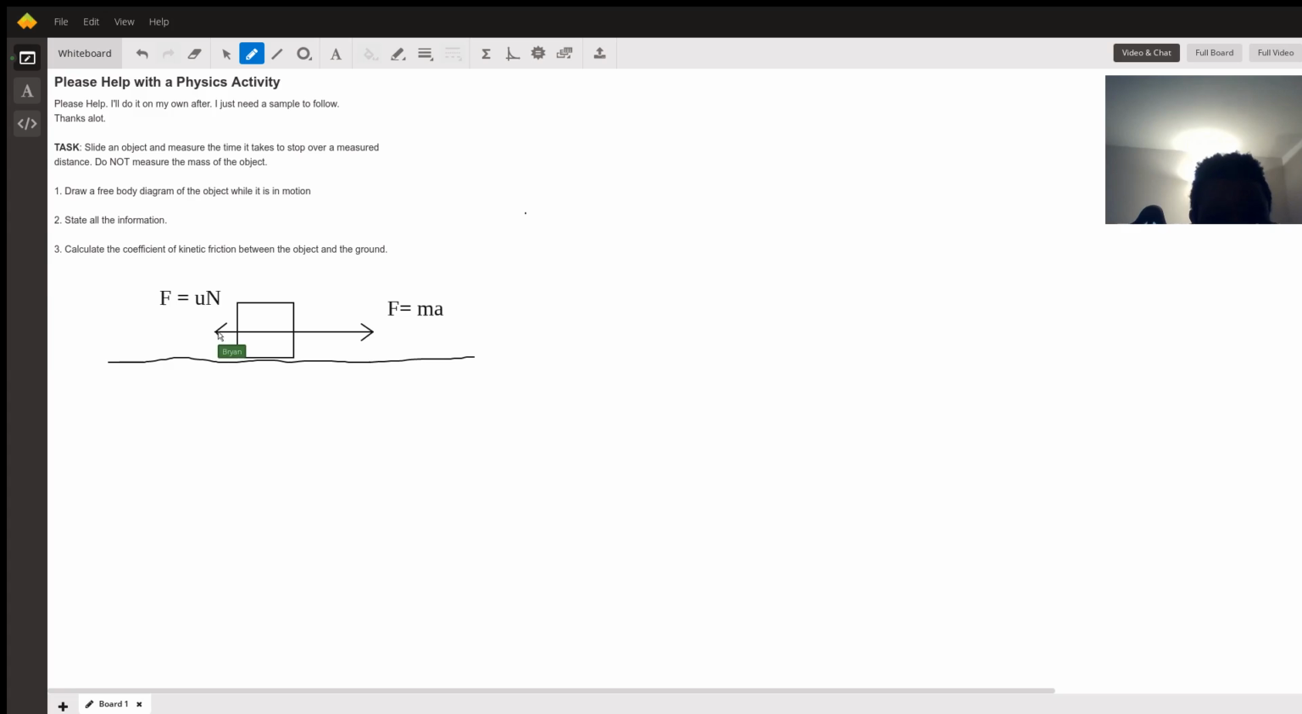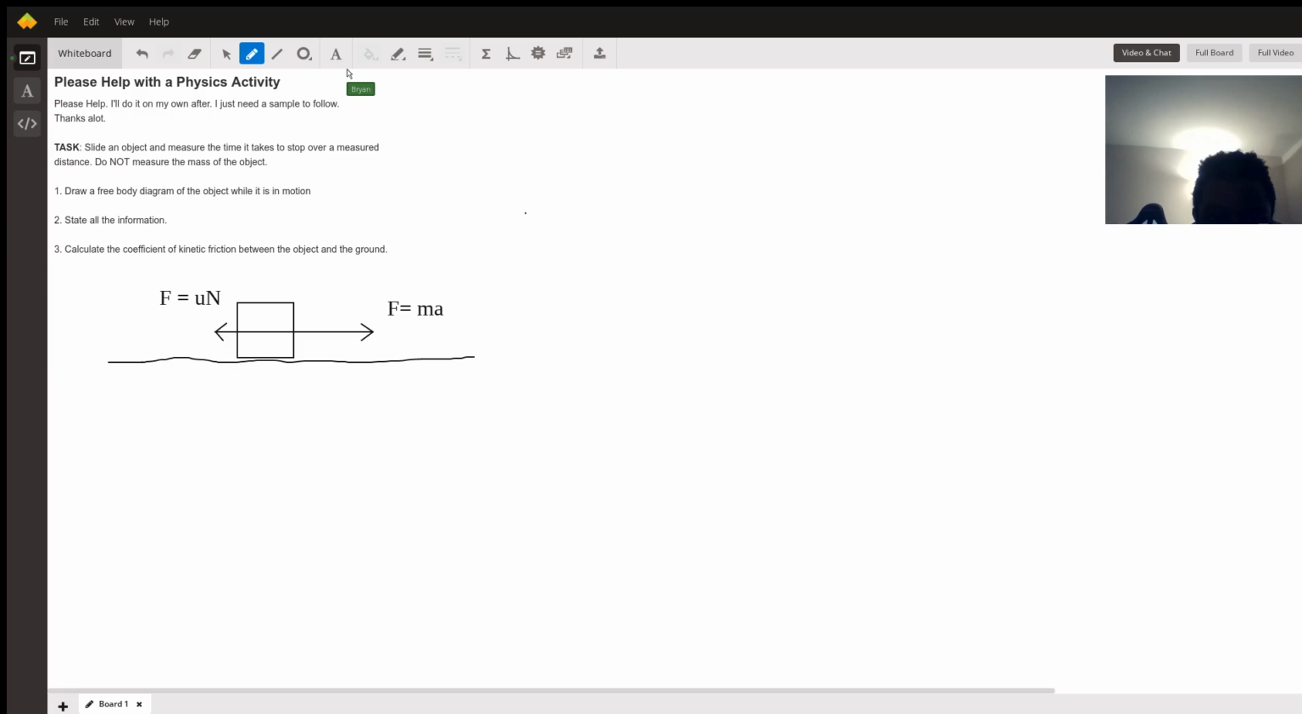And the equation for force of friction is mu times n, where mu is the coefficient of friction, and n is the normal force. So the normal force is this force that, whenever an object is resting on a plane, is facing in the opposite direction of gravity, right?